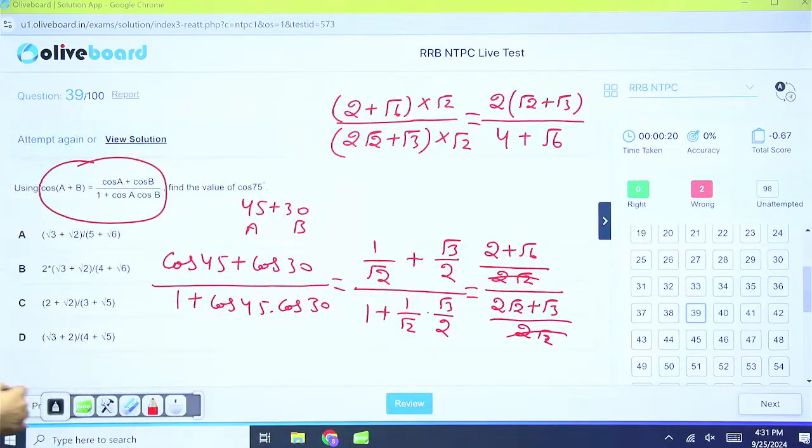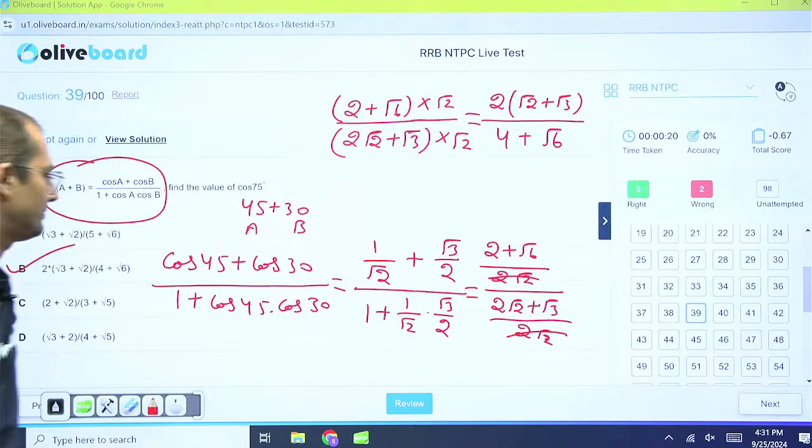So see which option is matching. Option B is matching, right? So option B is the right answer. So moving to the next question.